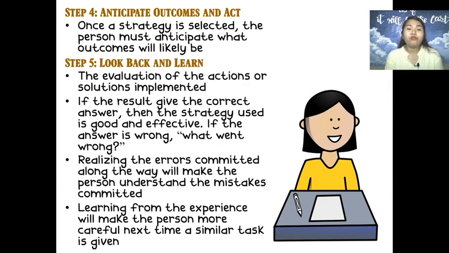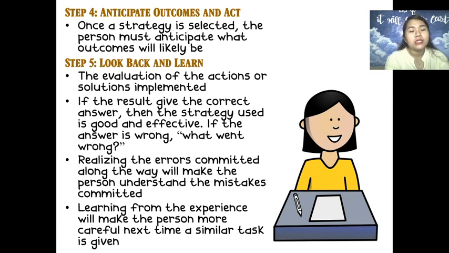Next, fourth step is anticipate outcomes and act. Of course, once the strategy is selected, the person must anticipate what outcome will likely be. So, kailangan naglo-look forward ka, advanced thinking sa kung ano yung posibleng maging kalalabasan ng pag-resolve mo ng problem while you are doing or acting it out kung ano man yung mga naiplano nyo at naisip na mga strategy. So, that is anticipate, looking forward. There is more likely an advanced thinking of the possible outcome while you are resolving the problem.